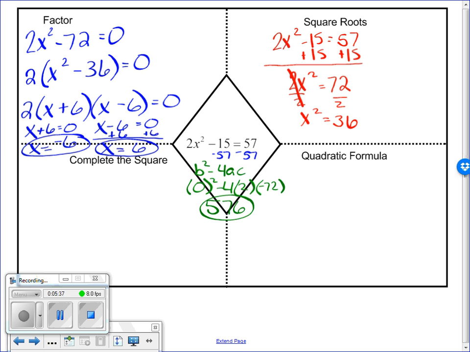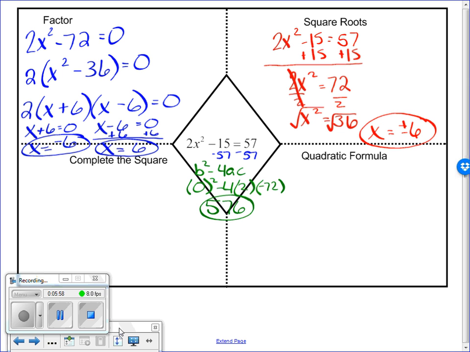Now we can take the square root. What's the square root of 36? Plus or minus 6. Oh, same answer. Did I mess up somewhere? That shouldn't happen, right? Should totally happen. It's the same problem. I'm solving it different ways.